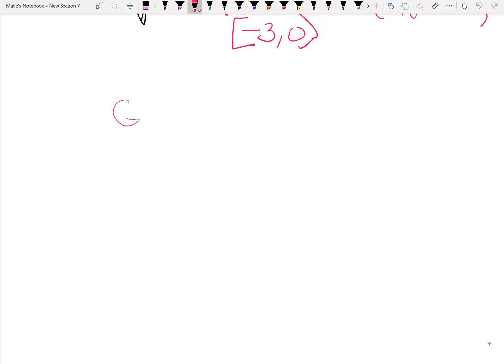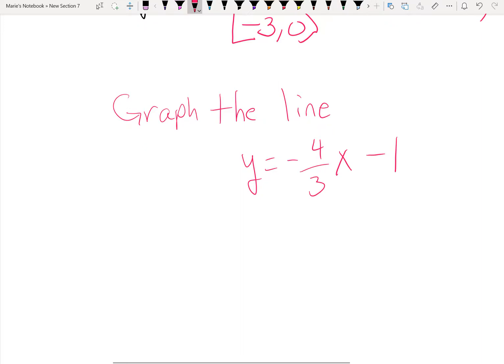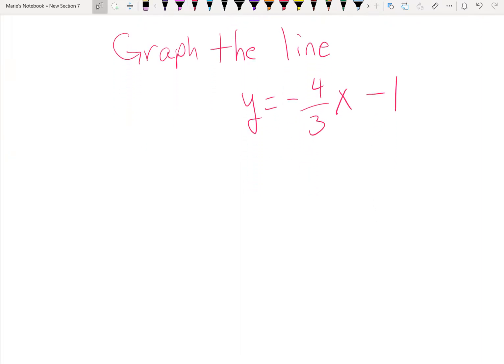It basically has the question stem, and it says graph the line, and then it gives you the equation y equals negative 4 over 3x minus 1. If you remember, I said there's several ways you can approach this.